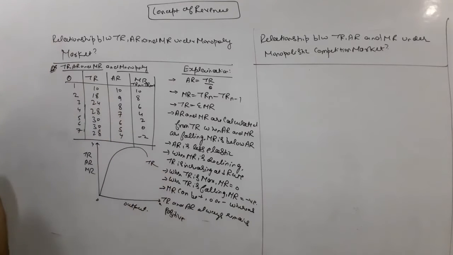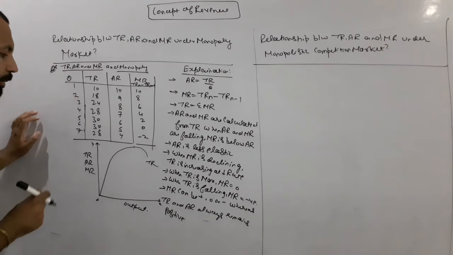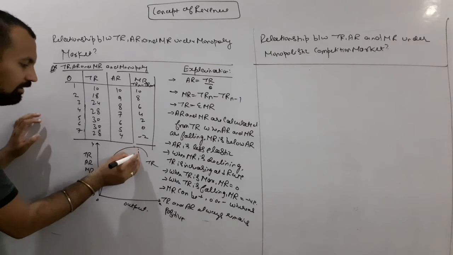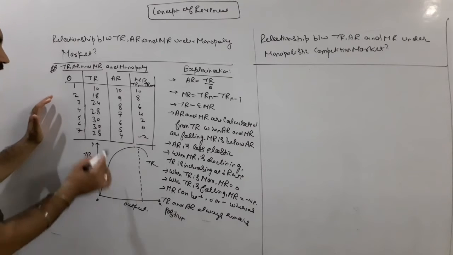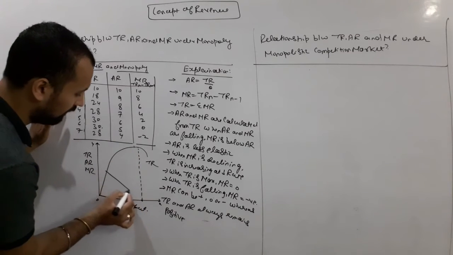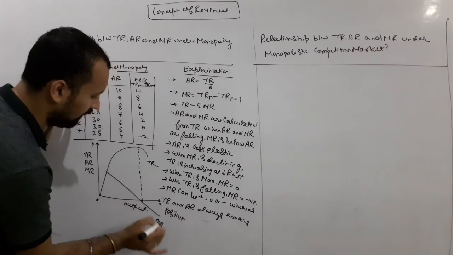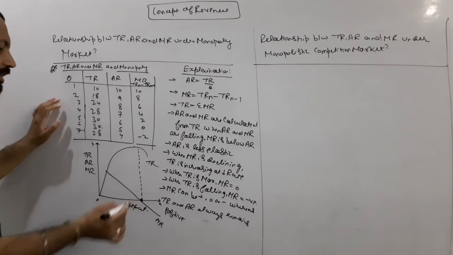This is the curve of TR. Now the situation is, we need to prepare two diagrams, one is AR and one is MR. When TR is maximum, MR is 0, means MR can be like this. Because when TR is maximum, MR is 0, this is the situation.